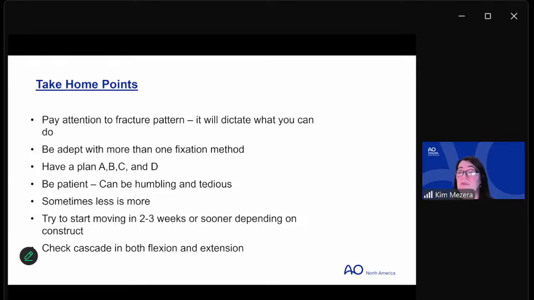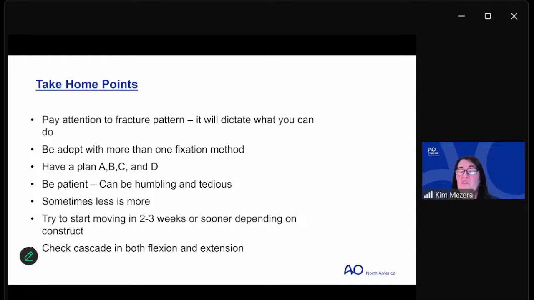But sometimes just the different views can help you greatly to understand what you have. And then be really in your toolbox, have more than one fixation method. I mean, we all learn on K-wires. That's a thing that residents, we learn that way. And that's great because they're good at the beginning and they're good at the end when you have nothing else.